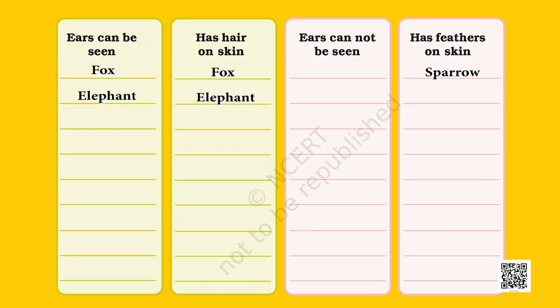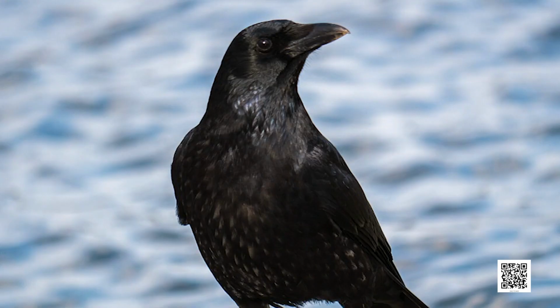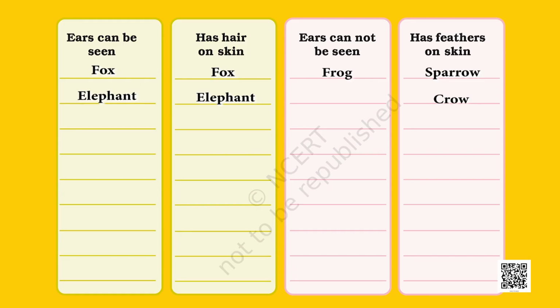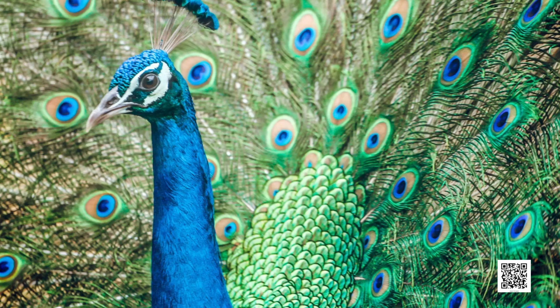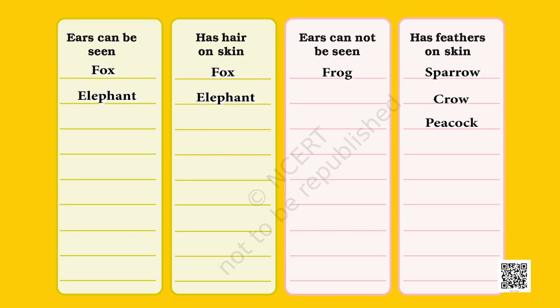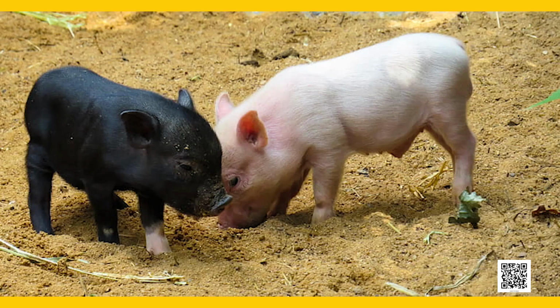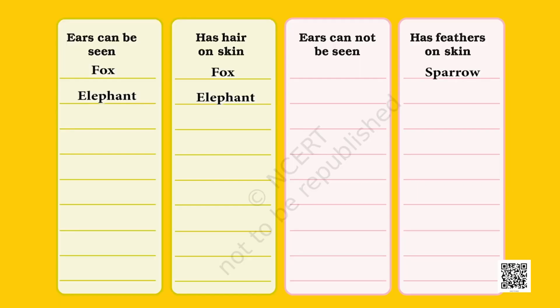Which column? Ears cannot be seen. Yes. Then, does it have hair? No. So, you cannot put it anywhere else. Then next, crow. It's a bird. It has got feathers. It goes to the fourth column. Yes, very good. Then peacock. Last column. Pig. First column, ears can be seen.